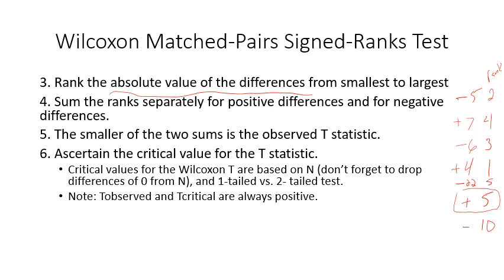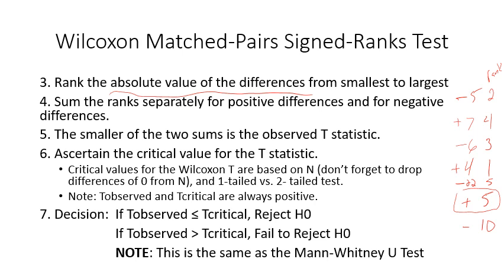Don't forget to drop zeros from the differences. So when you're obtaining your critical value, your n is lowered based on any zeros. And it's one-tailed versus two-tailed. And t observed and t critical are always positive. And just like the Mann-Whitney U, it's the opposite of everything we've done so far. And that is, if your observed is less than or equal to your critical, we reject H0.